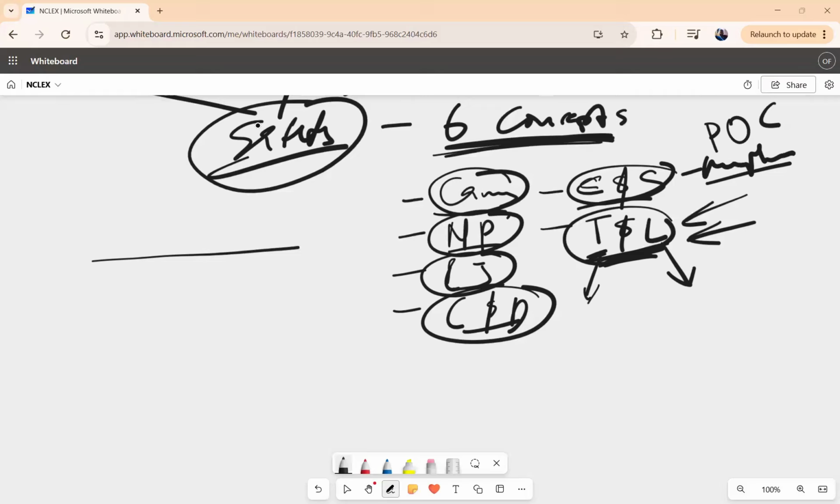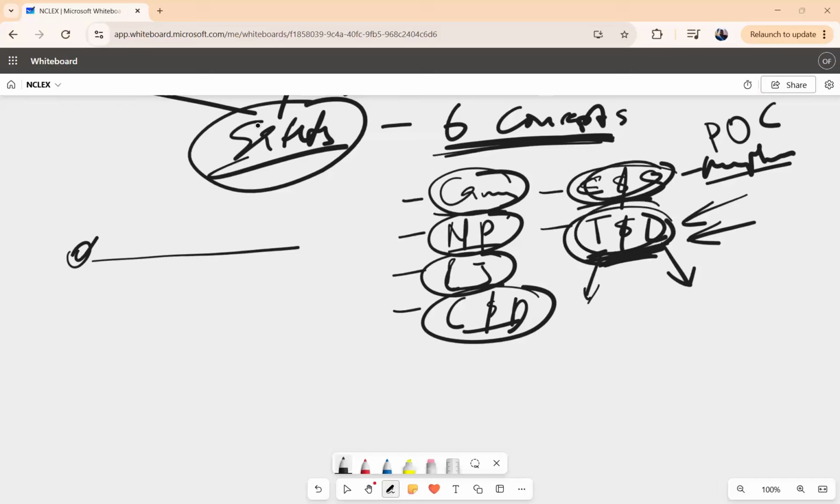Implement their spiritual life and their cultural aspect into their plan of care. So if I see any particular question that is talking about a patient's culture and spiritual life, I just implement it straight into the question. I just select it as the correct answer. I move on. Right. That is how the NCLEX works. So this is settled.